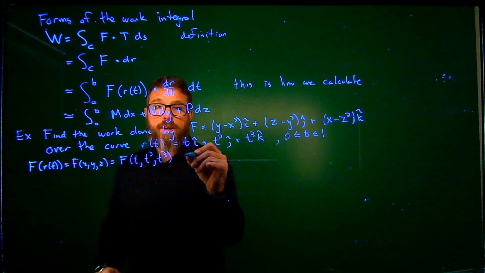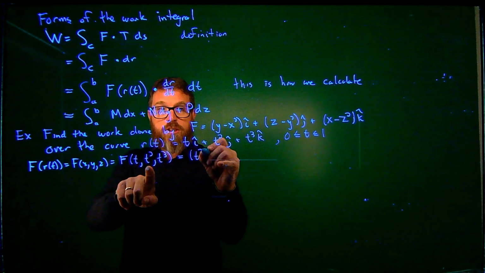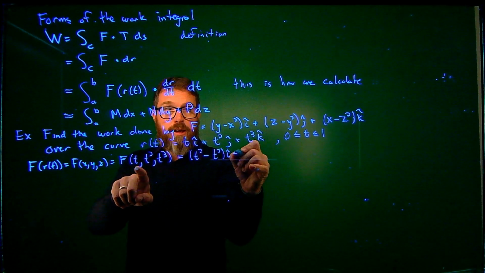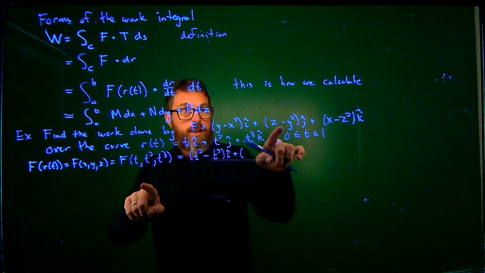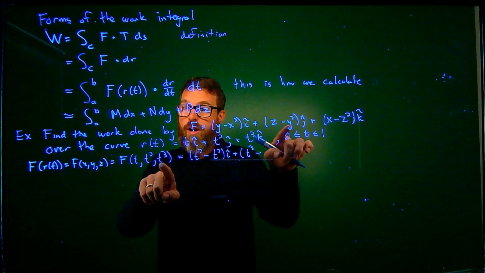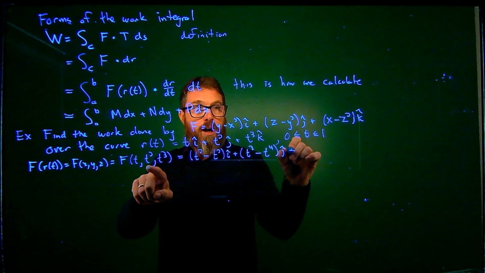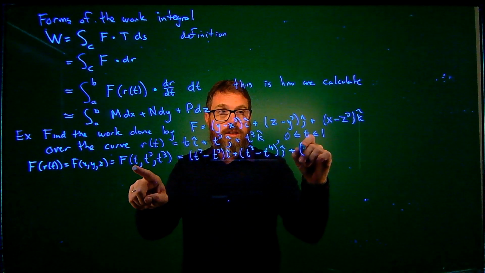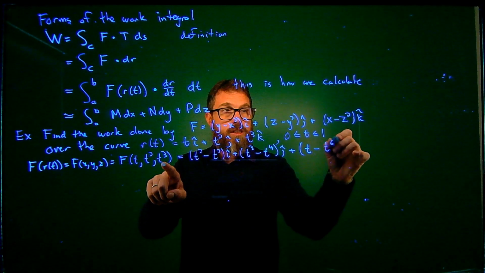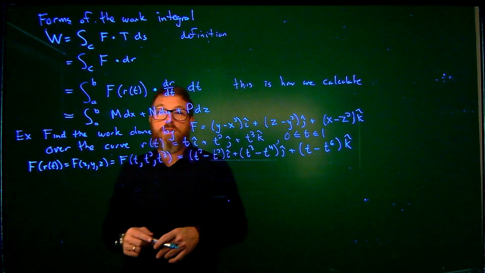So now we plug it in. This is going to be equal to y, which is t squared, minus x, which is t, so t squared minus t, that's going to be our i. Plus now here I have z, which is t cubed, minus y squared. Y is t squared, so t squared squared is t to the fourth, j. Plus x, which is t, minus z squared, so t cubed squared is t to the sixth, and that's k. So that's the force defined at the curve.